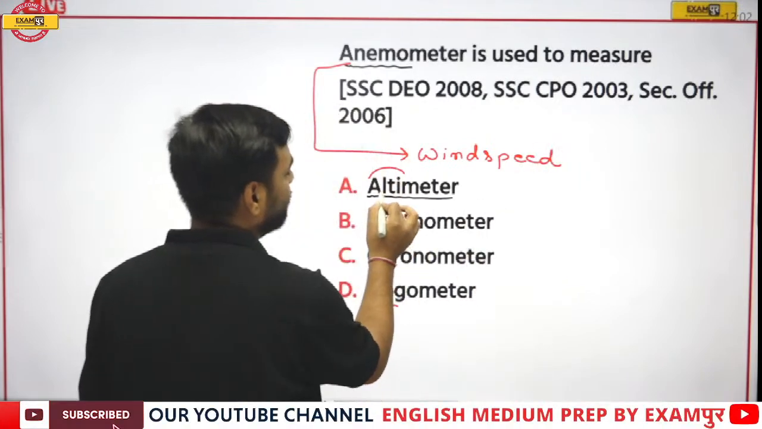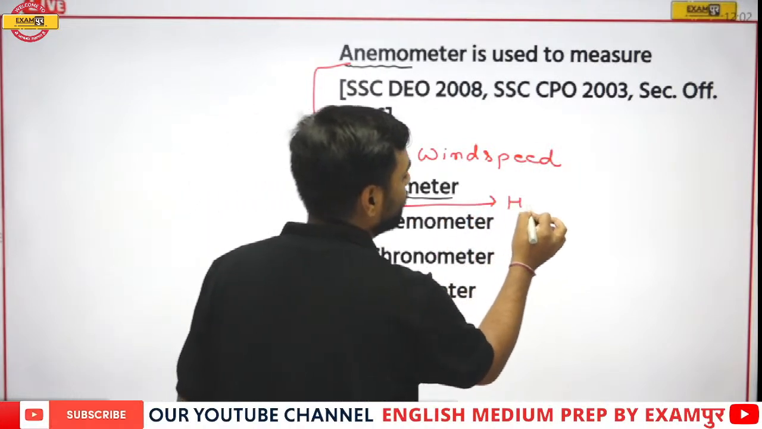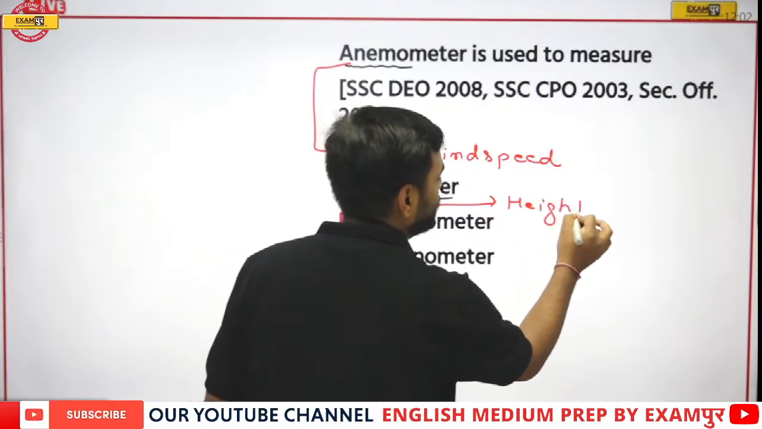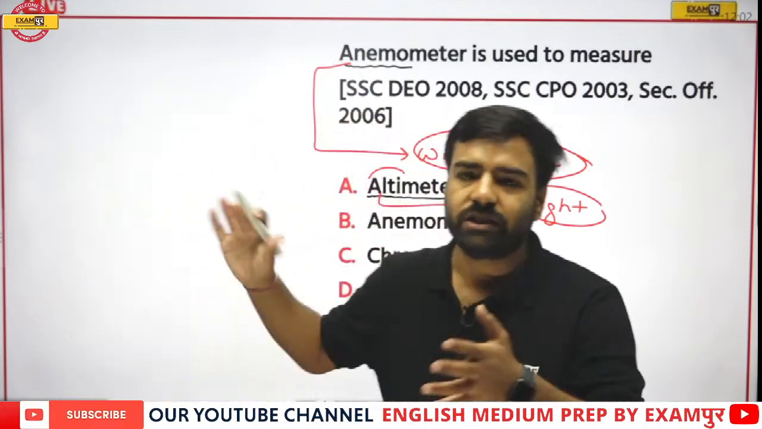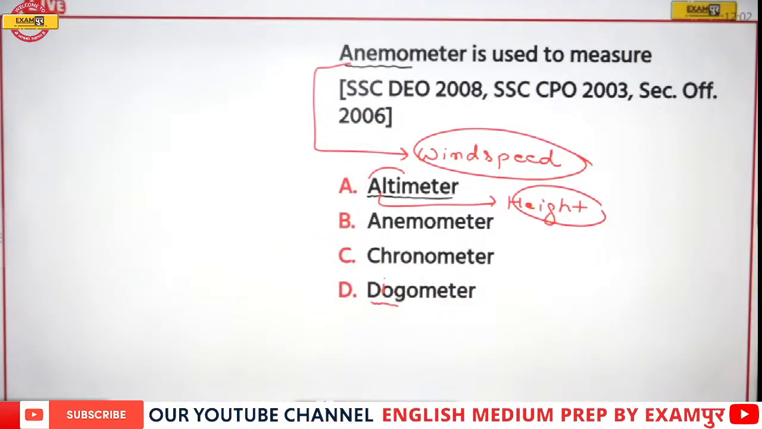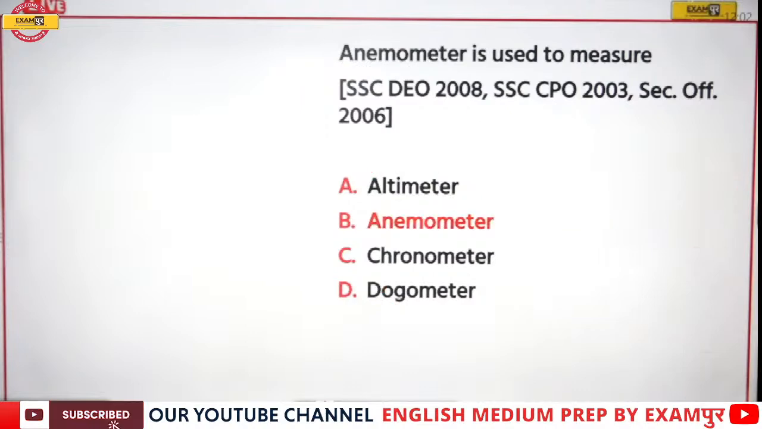Fine. So if I write altimeter, this means we are talking about height over here. So this is the thing. The options were according to them, so just try to relate it. Yes, anemometer is helping in measuring the wind speed and altimeter is for the height.